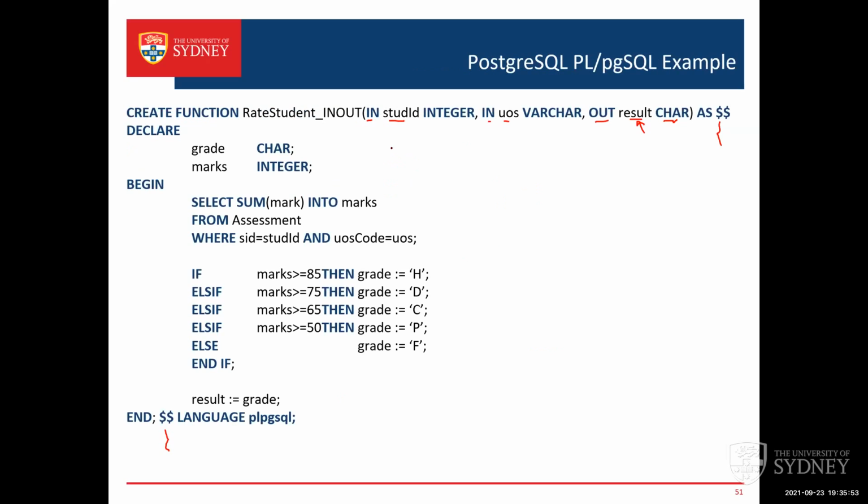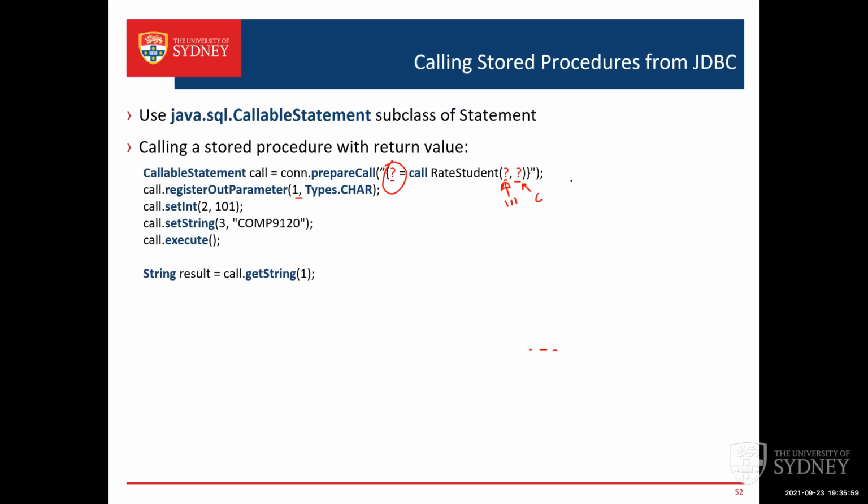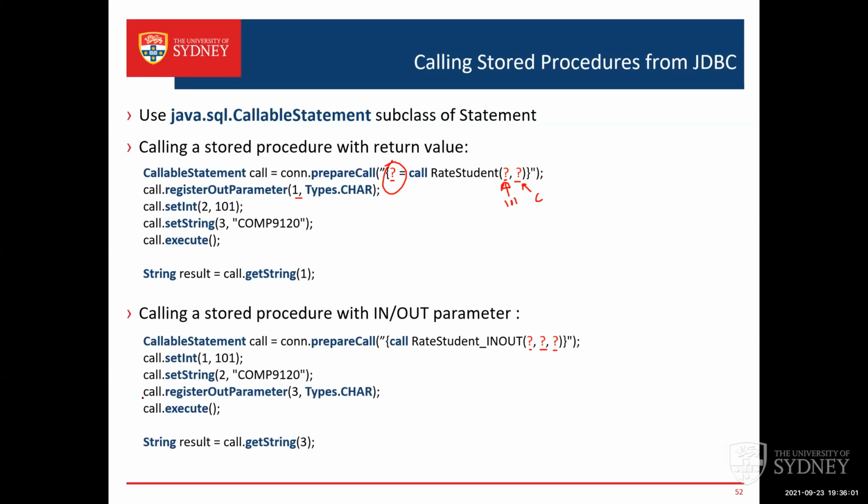If you just go back and have a look, the first one was in, the second one was in, and the third one was out. So that's what is written in here. The first one is setInt 101, setString, and the third one is the character type. Then execute and get from the third one. Hopefully making sense.